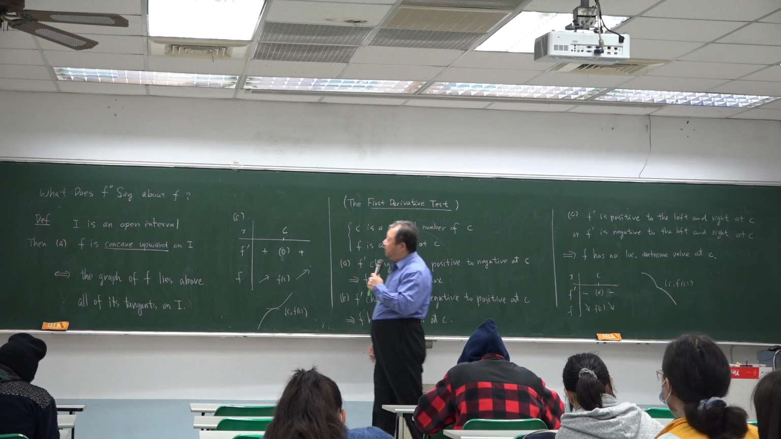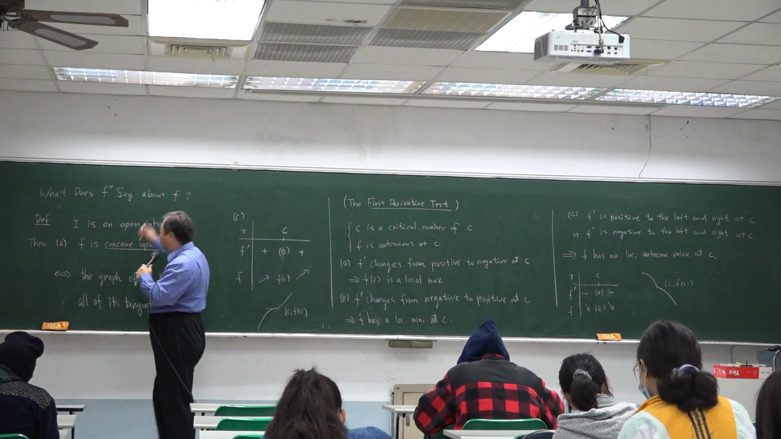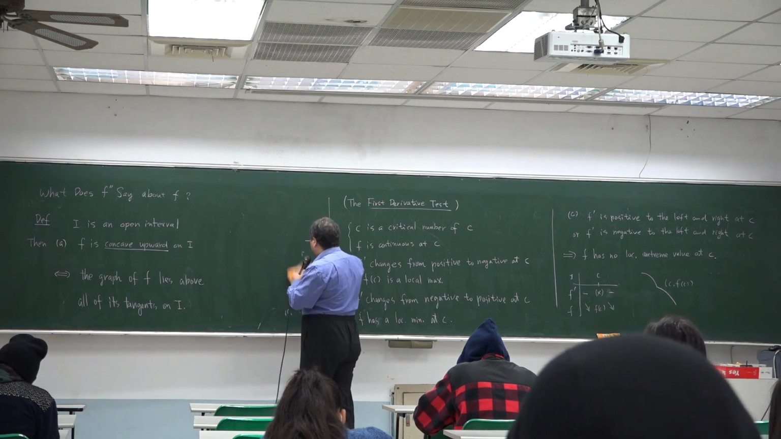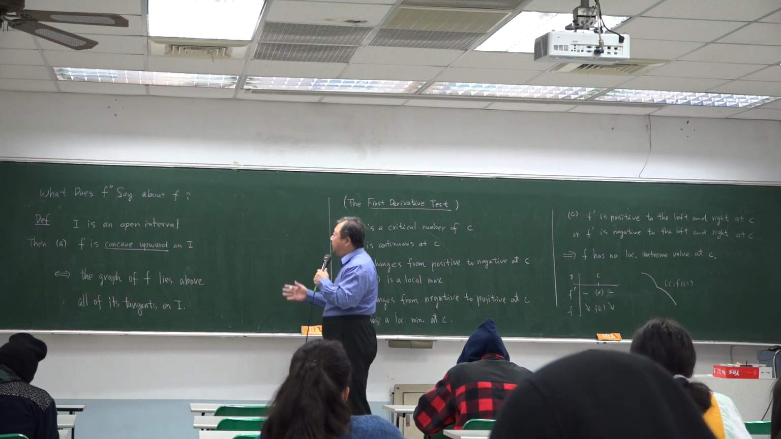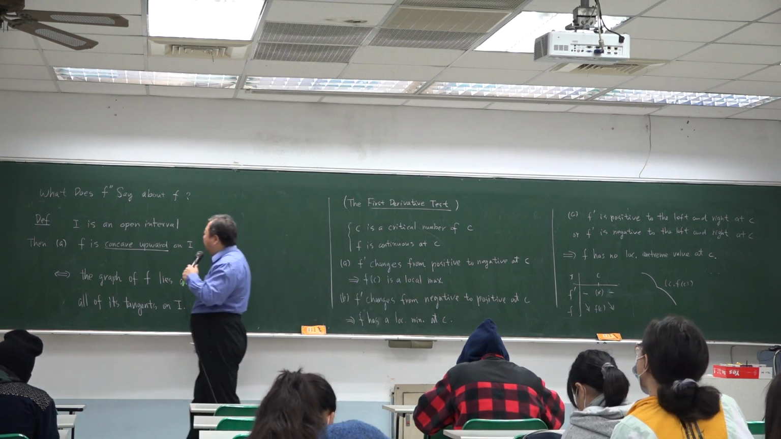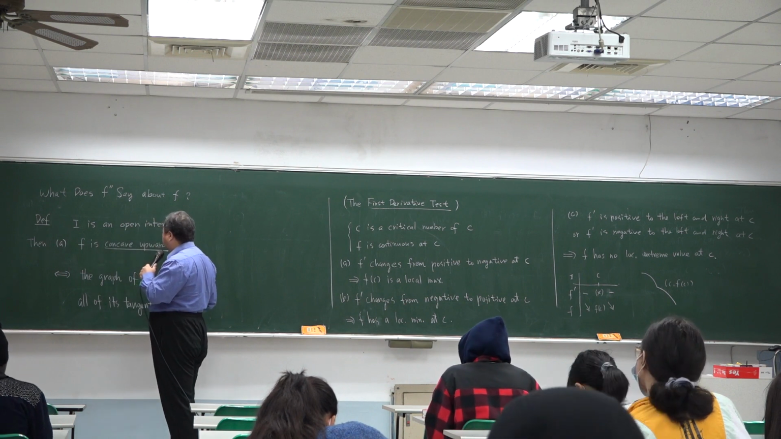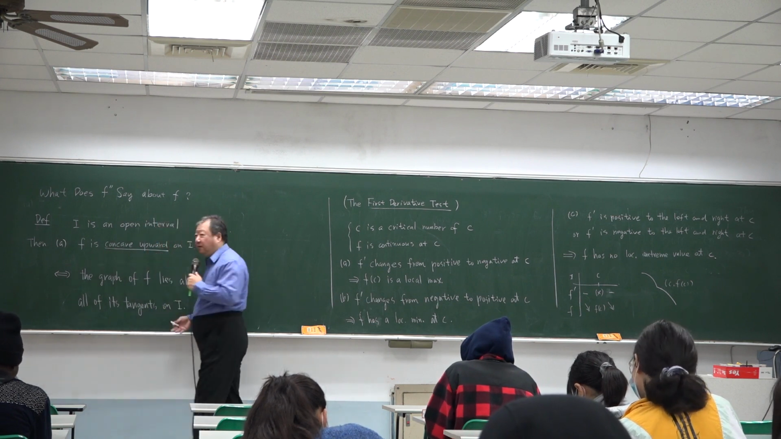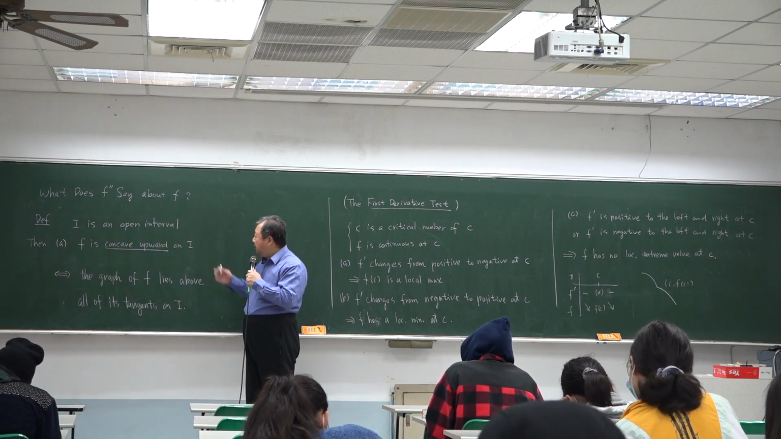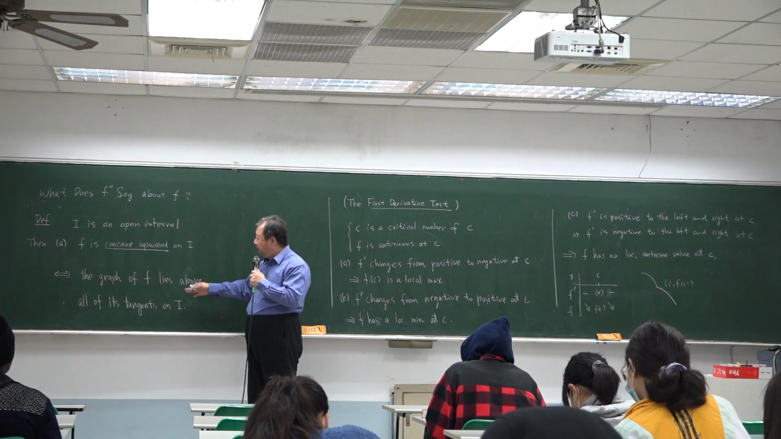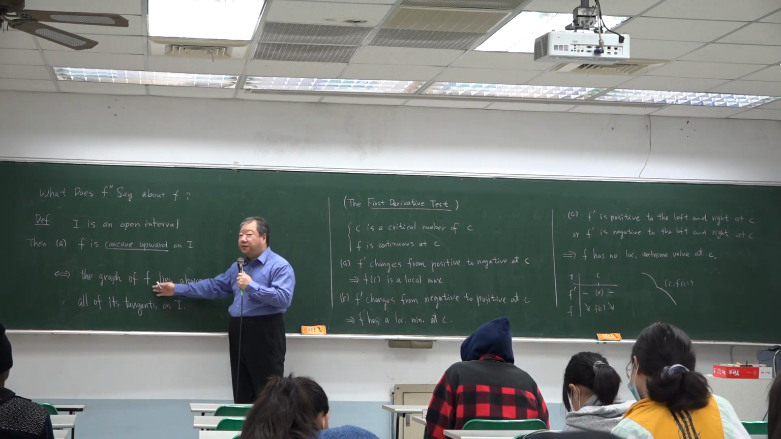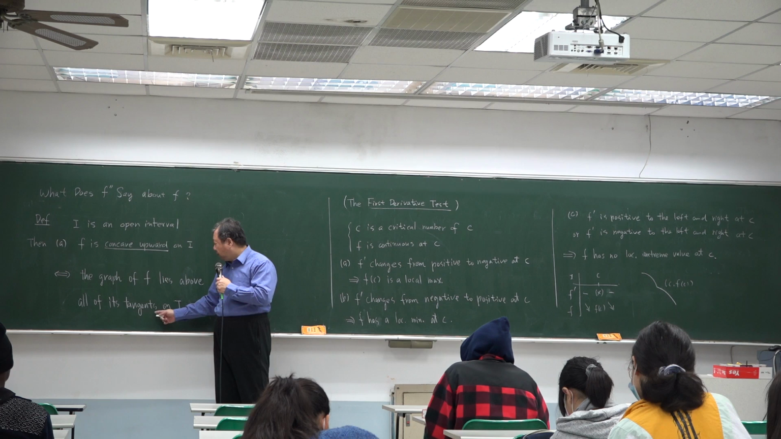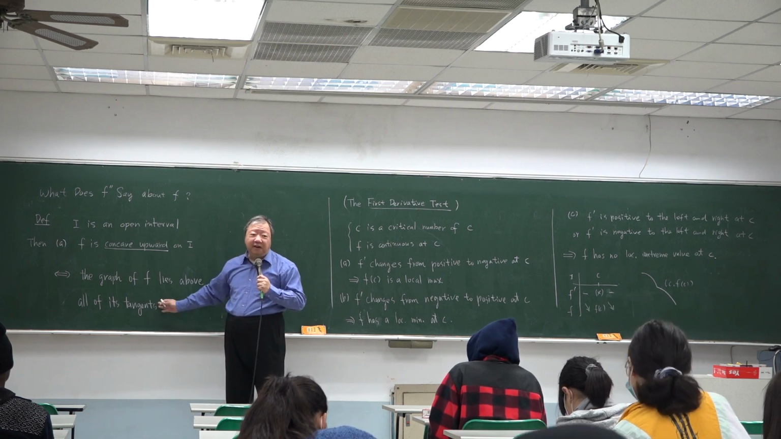Next, what does f double prime say about a graph or about the function f? Here is the definition. Suppose I is an open interval, then we say that the function f is concave upward on this open interval I if and only if the graph of the function f lies above all of its tangents. So here tangent means tangent line, a noun.